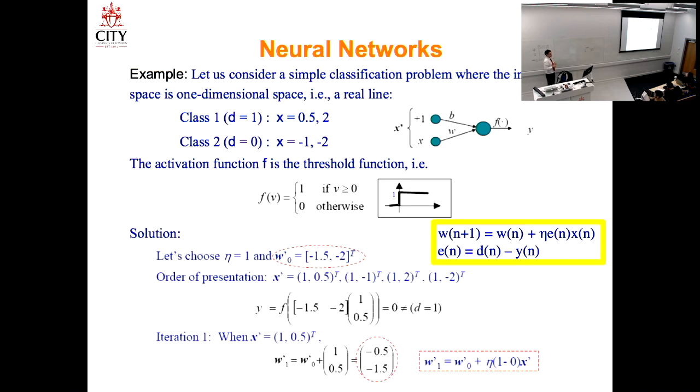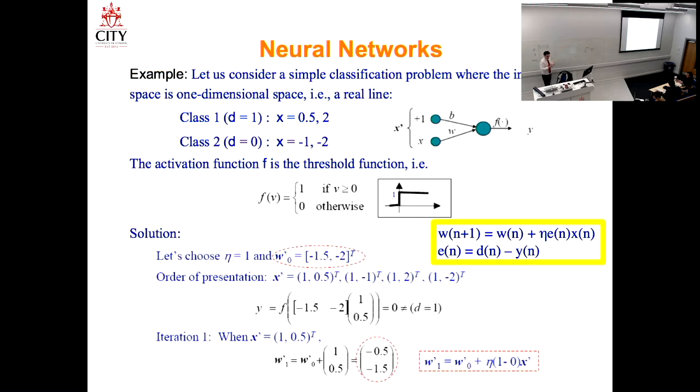So class 1, I have two values. One, x is 0.5. Let's say this is 0. X is 0.5, and the other one is 2. And I have class 2. One is -1 and -2.